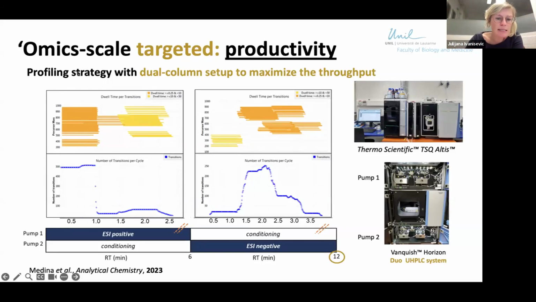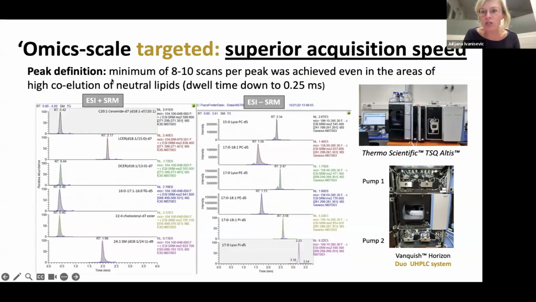And further on, as you can see from these graphics that represent the number of transitions across the chromatographic gradient, you will notice that in specific parts of the gradient, the coelution is high, as expected from this type of analysis that is based on class separation. However, even though in specific parts of the gradient up to several hundred species can coelute, good peak definition with a minimum of 8 to 10 scans was achieved even in these areas of really high coelution, which especially corresponds to the coelution of neutral lipids at the beginning of the positive ionization mode method.